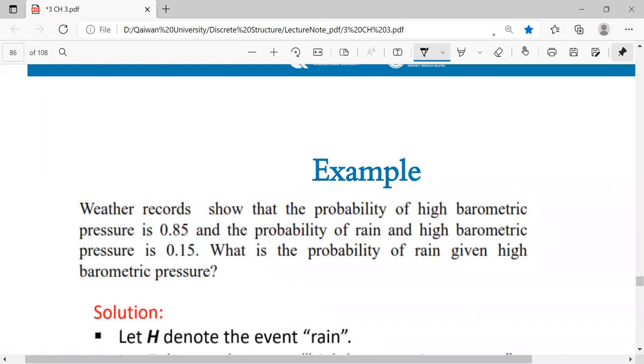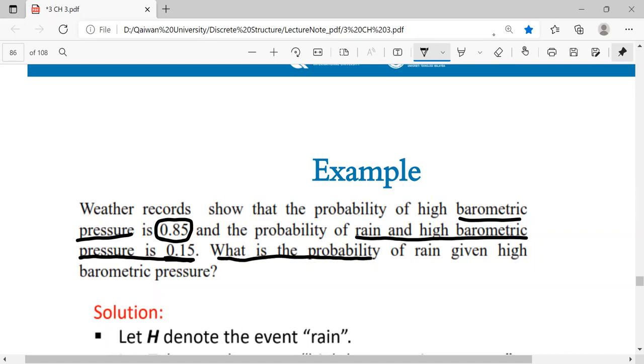We have an example. It says records show that the probability of high barometric pressure is 0.85, and the probability of rain and high barometric pressure is 0.15. It says, what's the probability of rain given high barometric pressure? Here, this is conditional probability. It's rain given that there is high barometric pressure.